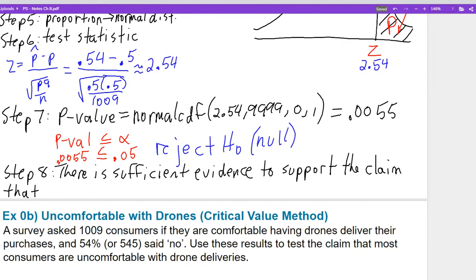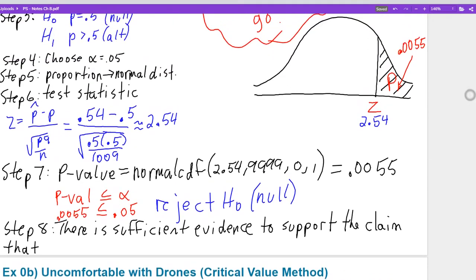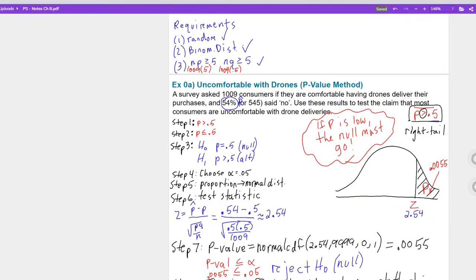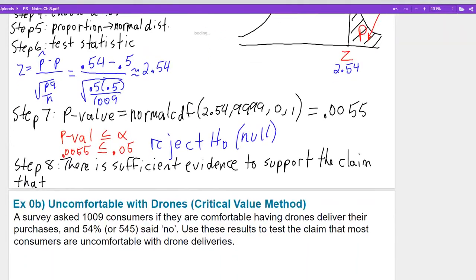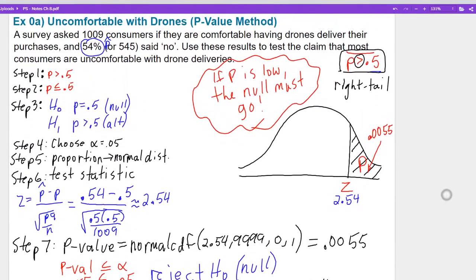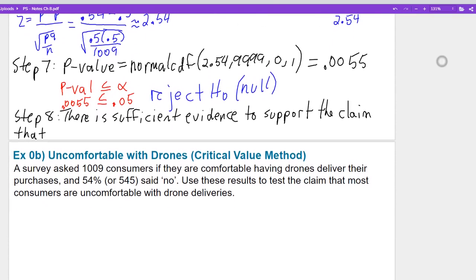There is sufficient evidence to support the claim that, what were we talking about? Most consumers are uncomfortable with drone deliveries. That's what this original claim was in real words. Most consumers are uncomfortable with drone deliveries.